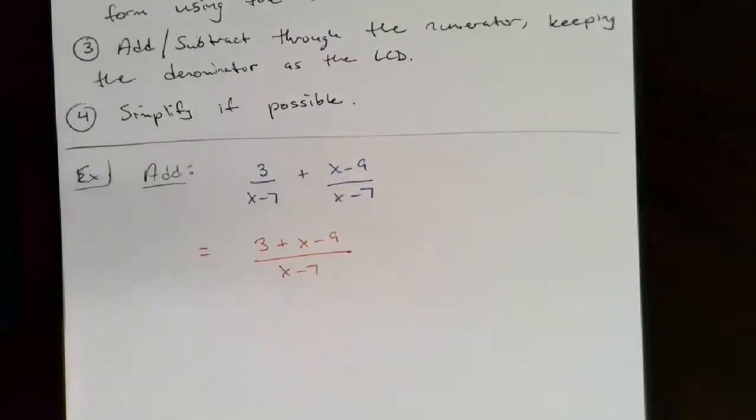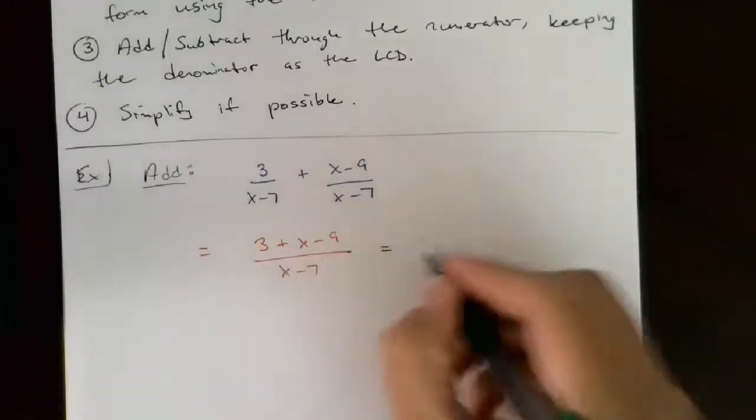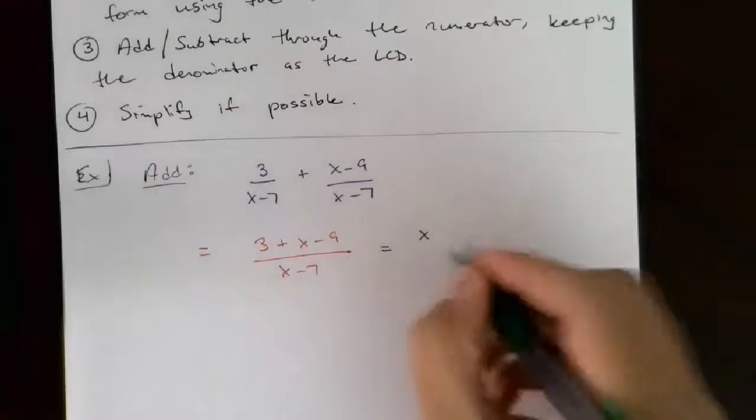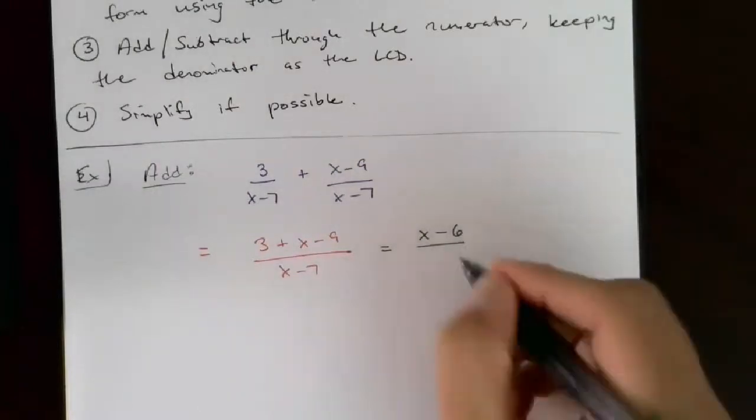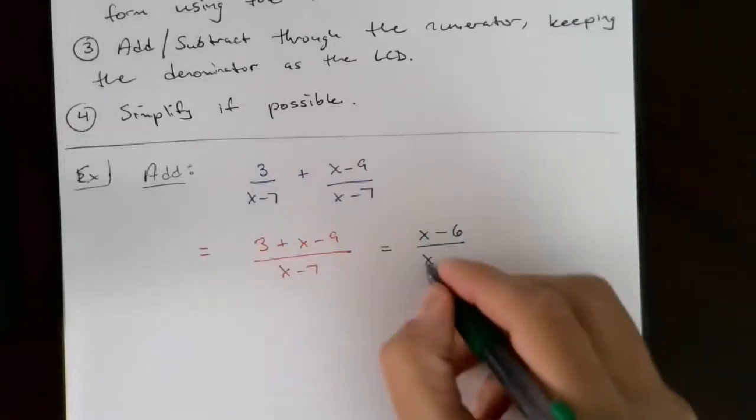And then we'll combine like terms here. Combining like terms, and I'll write it in descending order. We'll have x doesn't combine with anything, so we'll just keep x. 3 minus 9 is a negative 6. We have x minus 6. Make sure you keep the sign as the operation. In the denominator, I have x minus 7.